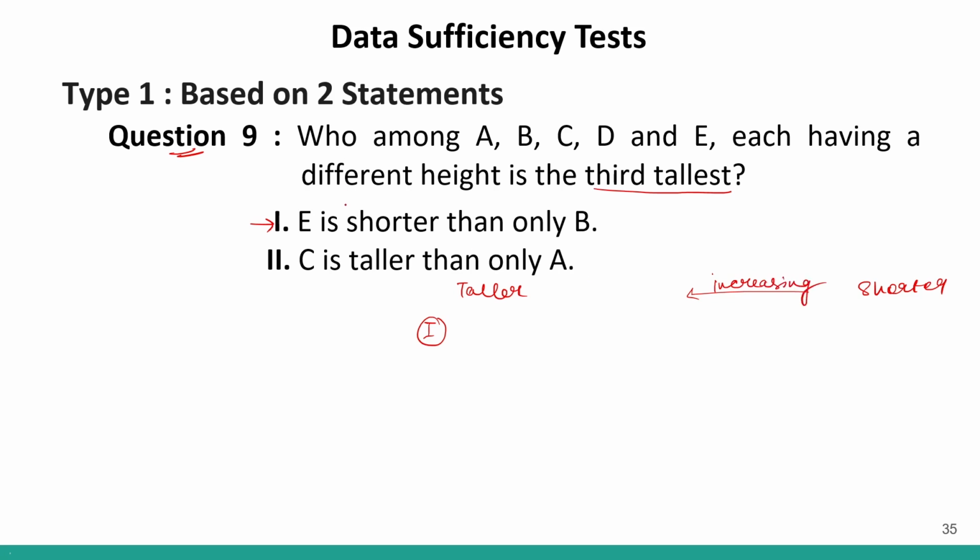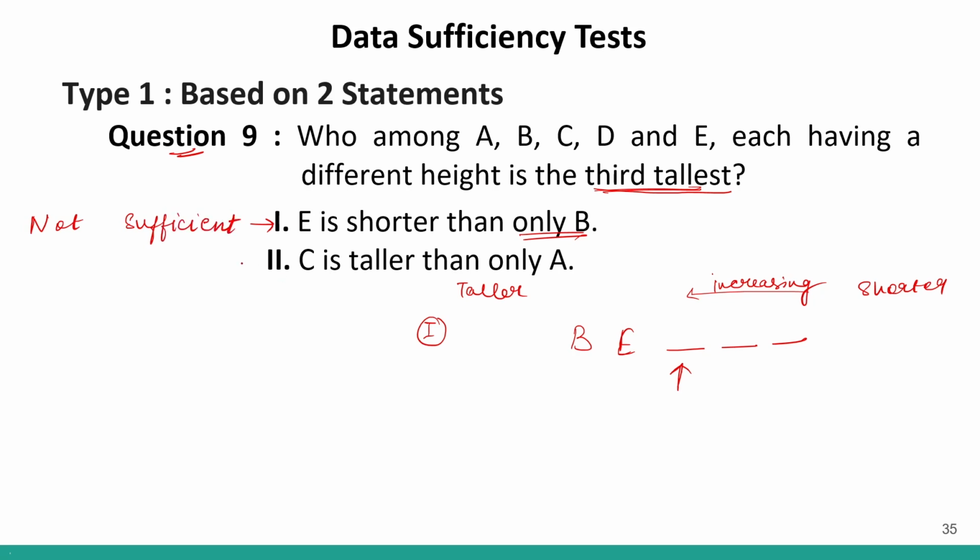Now, according to statement 1, E is shorter than only B. So E will be over here. E is shorter than only B. That means 3 people will be shorter than E, because B is the only one taller than E. So this is what I am getting from statement 1. What do we have to find? We have to find the third tallest. That means we have to find this position. Can we find this position based on statement 1 alone? No. So I can say statement 1 alone is not sufficient. Right?